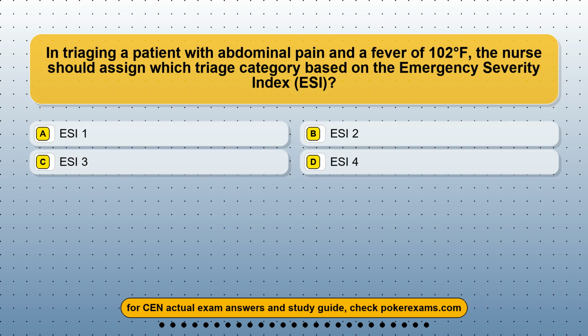Question 8. In triaging a patient with abdominal pain and a fever of 102 degrees Fahrenheit, the nurse should assign which triage category based on the Emergency Severity Index, ESI. Option A, ESI 1. Option B, ESI 2. Option C, ESI 3. Option D, ESI 4.